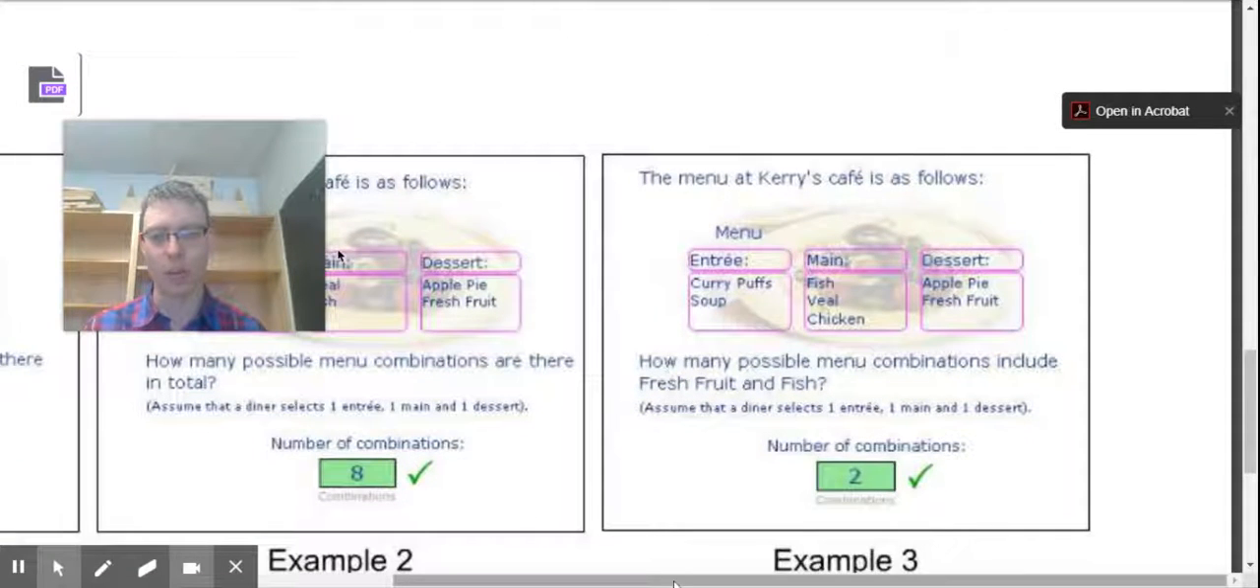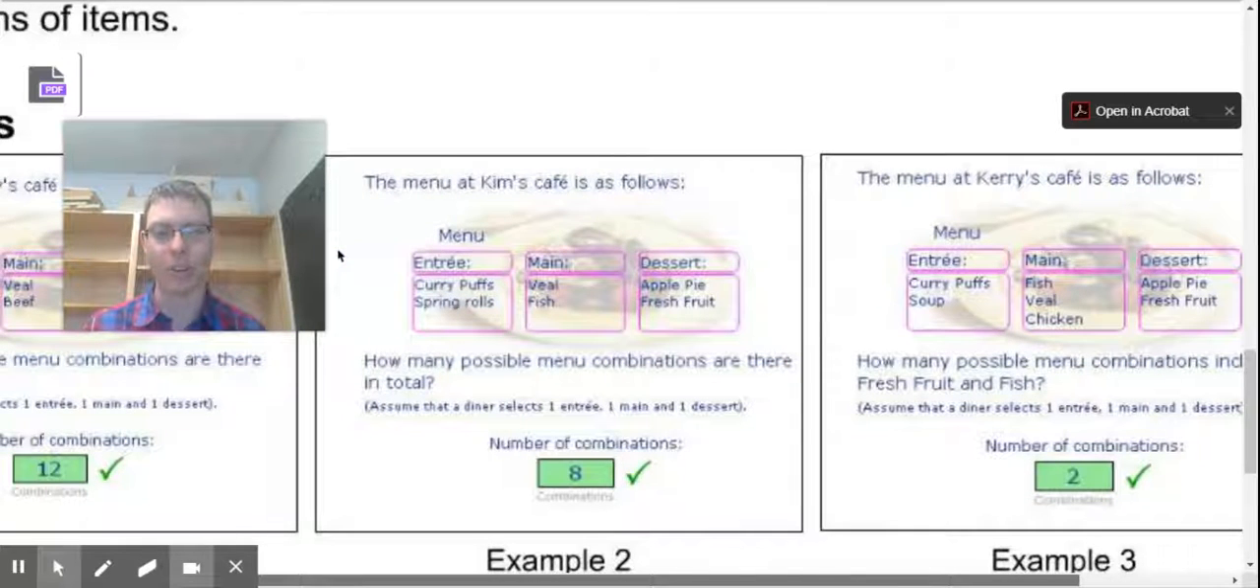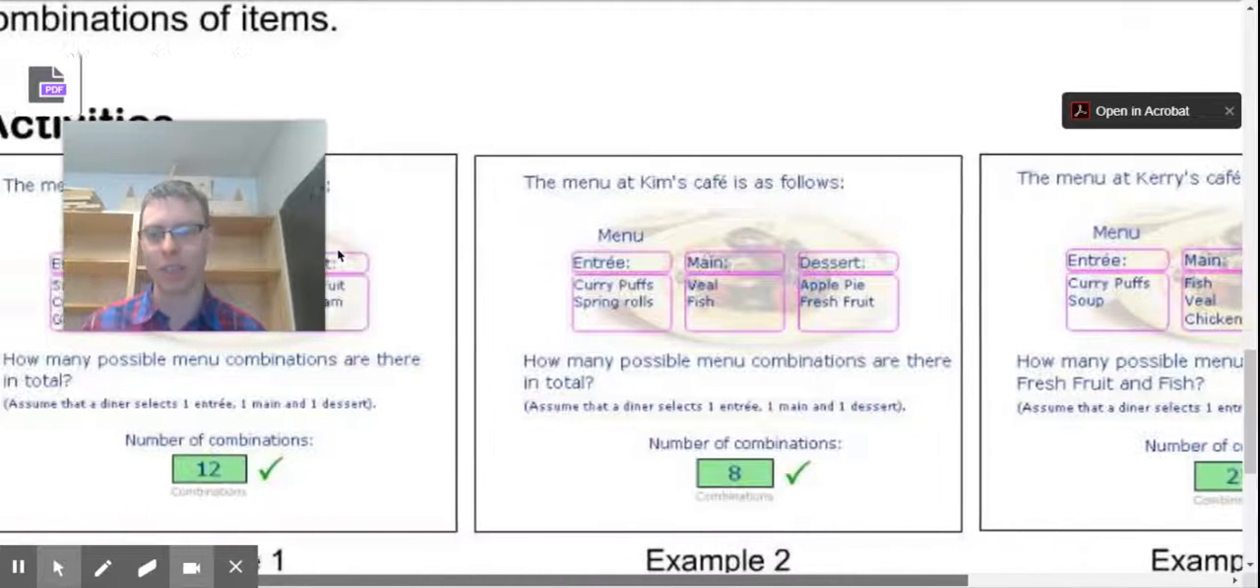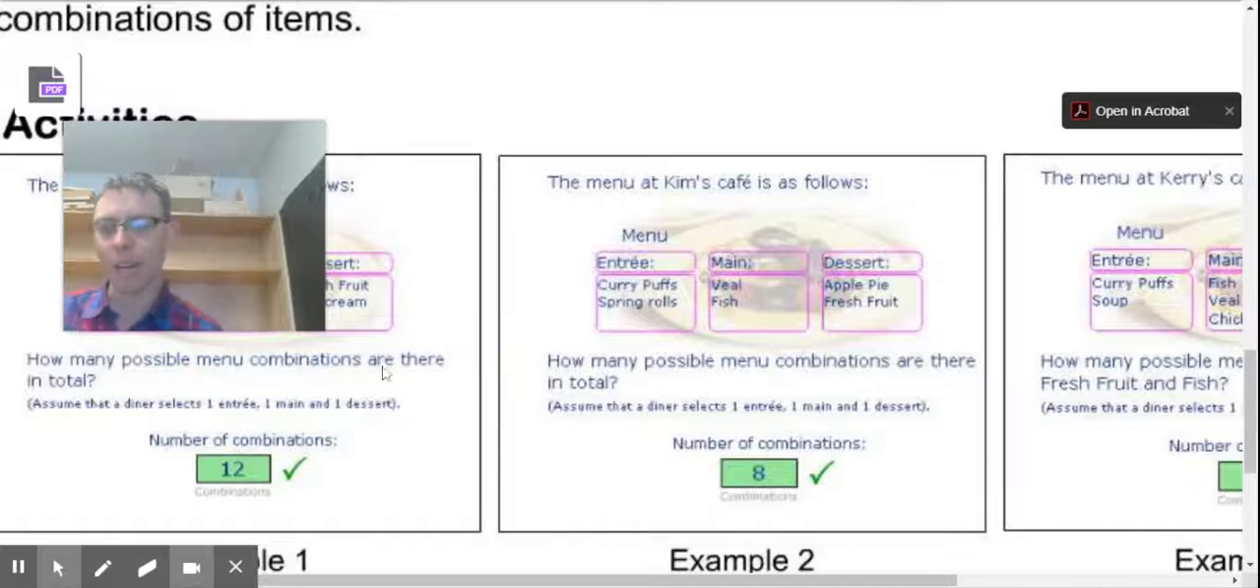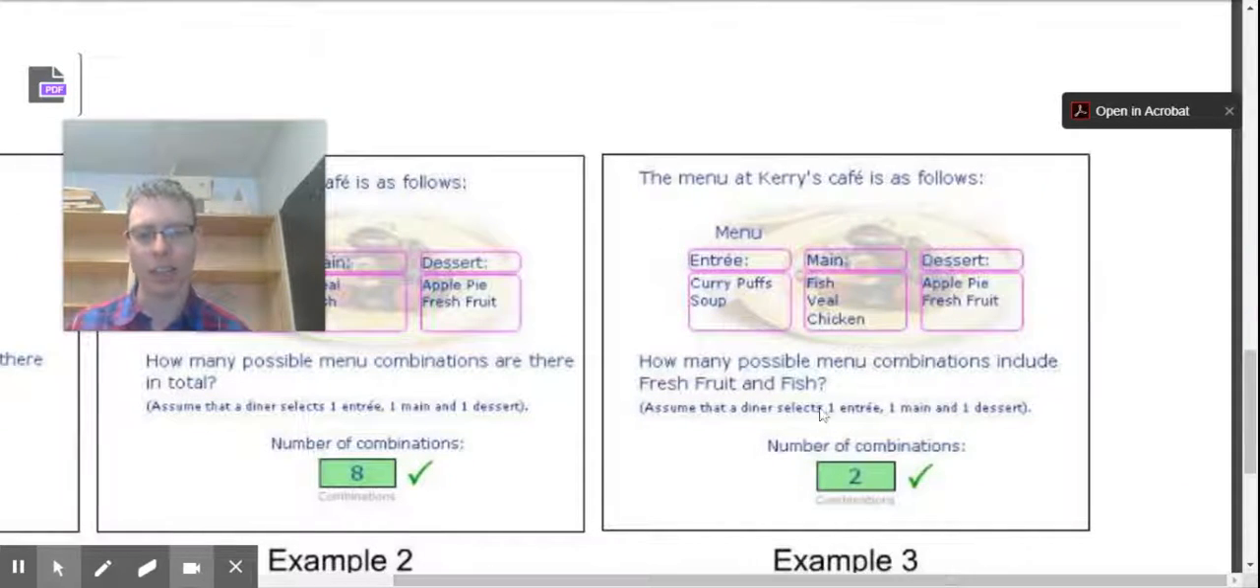Ooh, here we go. So this is where it's important to read the question. So over here it says, how many possible menu combinations are there in total? 12. What is it over here? How many menu combinations include fresh fruit and fish? So it's very important to read the question. So fresh fruit and fish up here. Let's find it. Fresh fruit and fish.